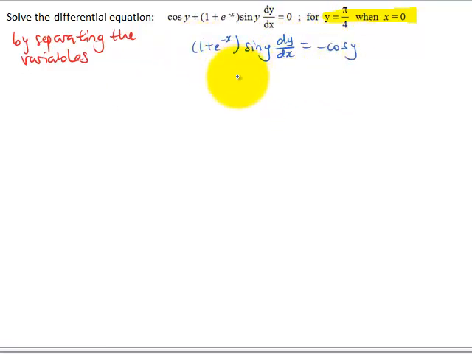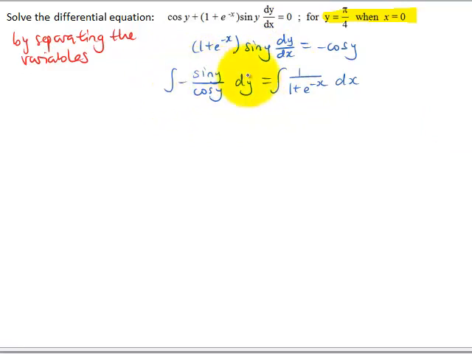So now I'm going to move all the y terms, which is here, here and here, to the left hand side. So sine y remains. Negative cosine y can move over. And dy remains. And I'm going to move all the x terms to the right hand side. So 1 plus e minus x goes to the denominator. And dx goes across. So now I just have to integrate both sides.